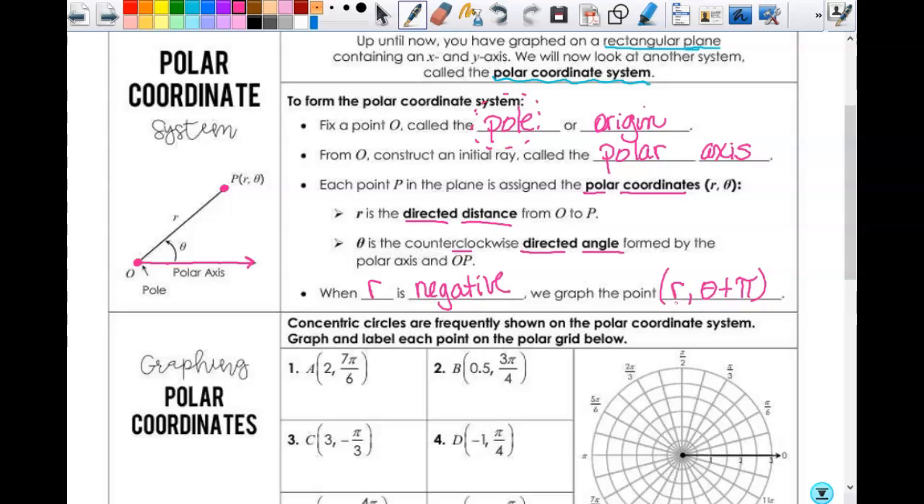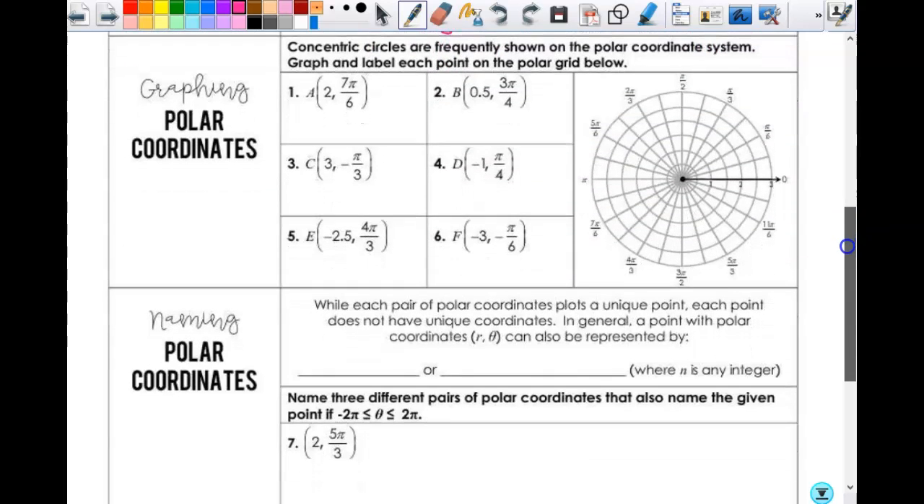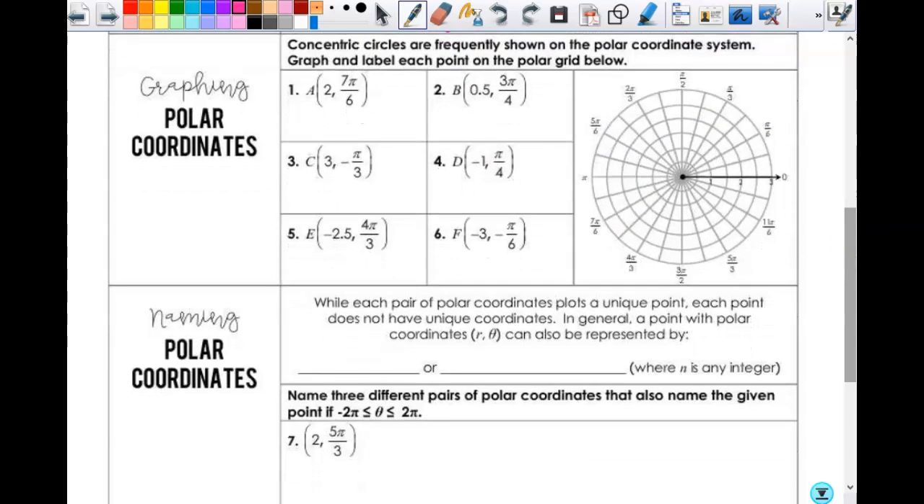Everybody good so far? So let's plot some points and see how they get plotted in a polar coordinate plane. So this is what basically your polar graph paper looks like. Again, this is the only axis that exists. It says concentric circles are frequently shown on the polar coordinate system. Concentric meaning they have the same center. Remember, con means with, like queso, the only Spanish I know, with cheese. Right? So graph and label each point.